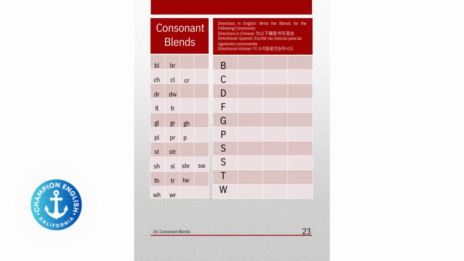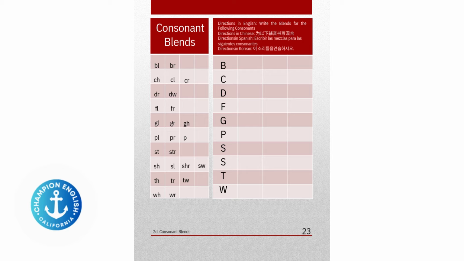Okay, students, let's now practice doing our blends. So I hope you have your Champion English ESL workbooks so that you can practice your letters. So notice the first consonant sound that we have is B. Then it's K, D, G, P, Qu, S, Z, T, and W. We also have Y and Z, but we're not doing those right now.